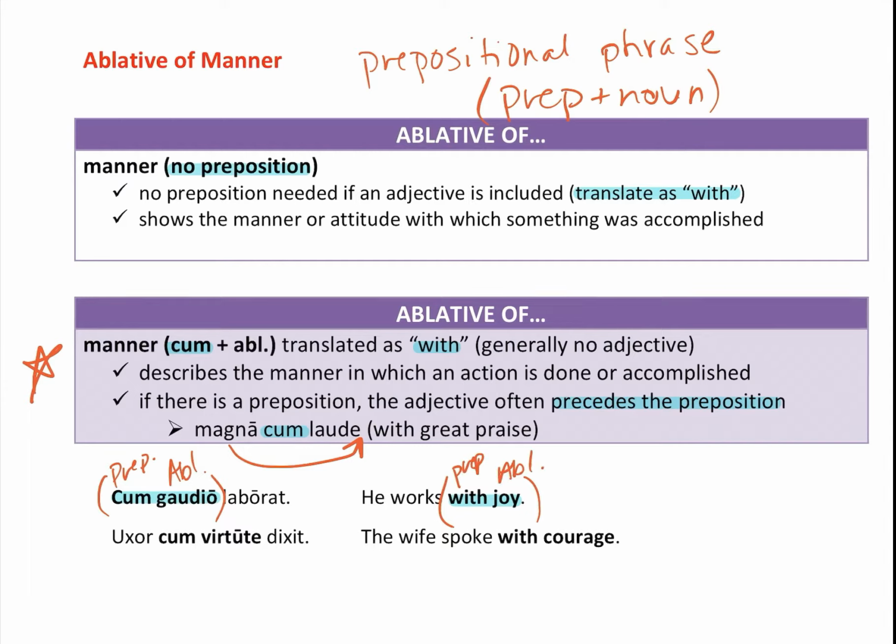And the second one, uxor cum virtute dixit. The wife spoke with courage. Here again, the prepositional phrase starts with the preposition, followed by a noun in the ablative. So pretty easy. Just have to understand that if there's no adjective, you'll see a preposition. If there is an adjective, you don't have to have a preposition. It would not be wrong to do it, but you'll see it without a preposition.